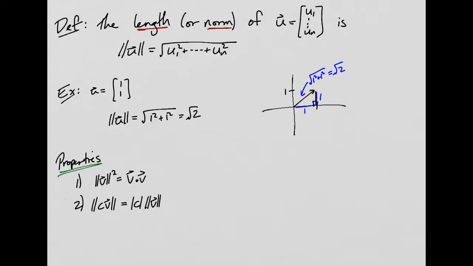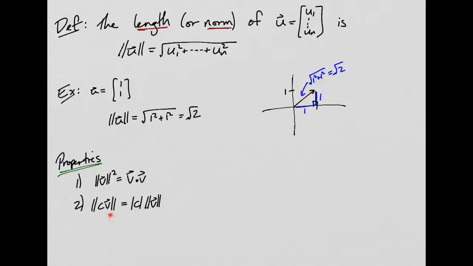There are a couple of quick properties we can point out with this length. The first one has to do with how it relates to the dot product. If you take the norm or the length of a vector and you square it, so if you square this formula, then the square root goes away. And what you're left with is just the formula for the dot product of a vector with itself. This is a pretty obvious property, pretty easy to see if you just write it down, but it's pretty useful. This is used a lot to prove other things, so it's a good one to keep in mind.